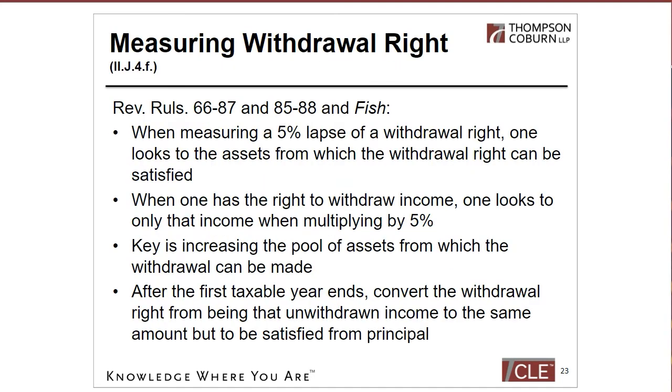Now, how do you measure this 5% withdrawal right in your hanging power? We have authority that talks about when you measure the 5% lapse of a withdrawal right, one looks to the assets from which the withdrawal right can be satisfied. If you have a right to withdraw income, then you just multiply that income by 5%. That's not going to be a very satisfactory result here, because we would like to have the right to all the income lapse out at some point. So what do you do? The key is increasing the pool of assets from which a withdrawal can be made.